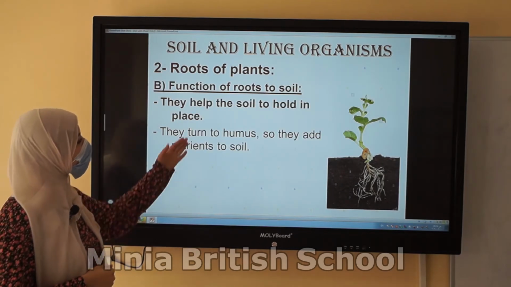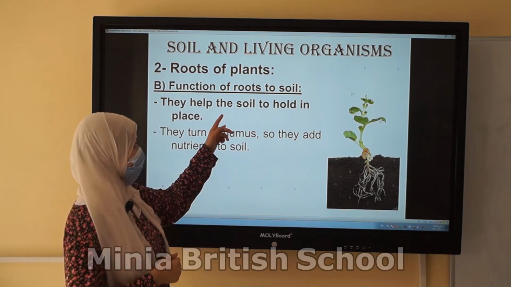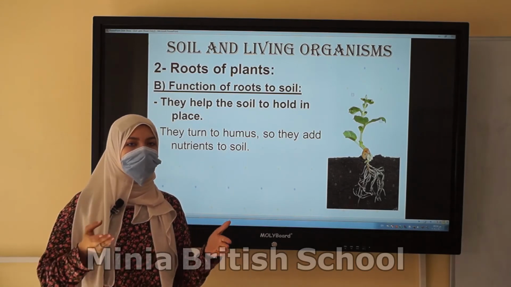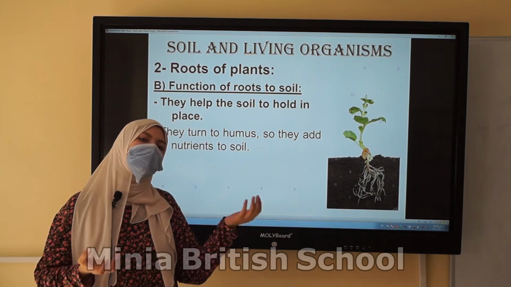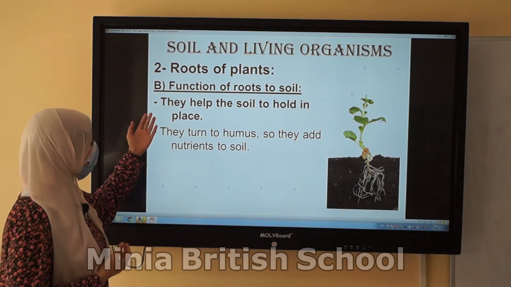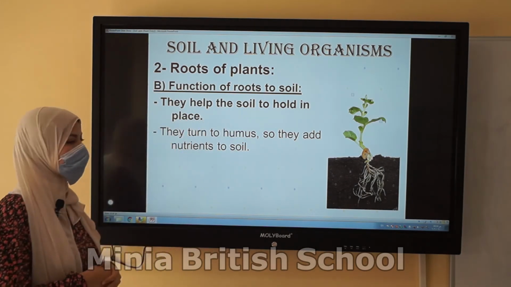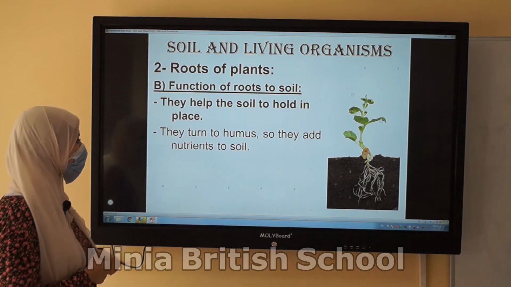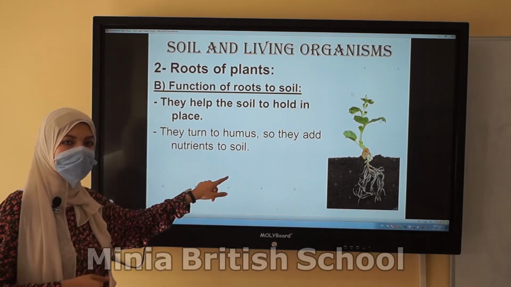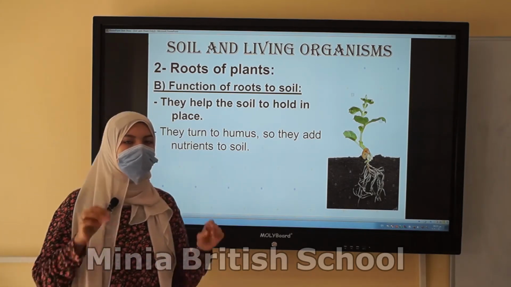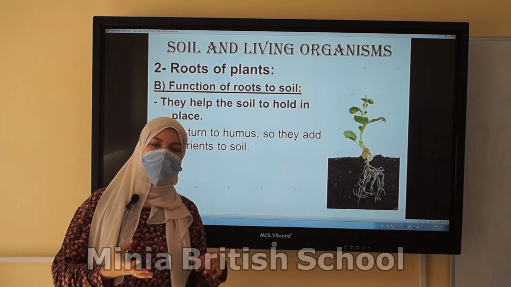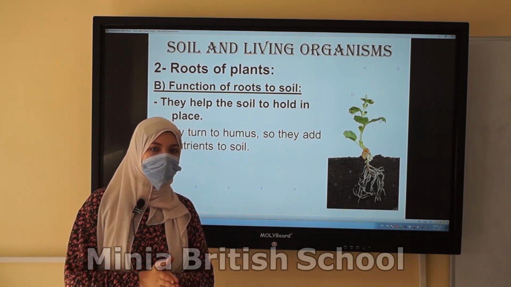But what is the function of roots to the soil? You should know how to differentiate between the function of roots to plants and the function of roots to the soil. The function of roots to the soil: they help the soil hold in place. And what else? They turn into humus, so they add nutrients to the soil. So you should differentiate between the function of roots to plants and the function of roots to the soil.